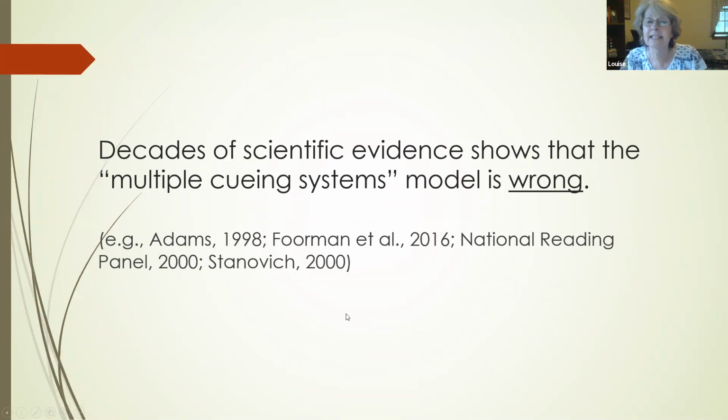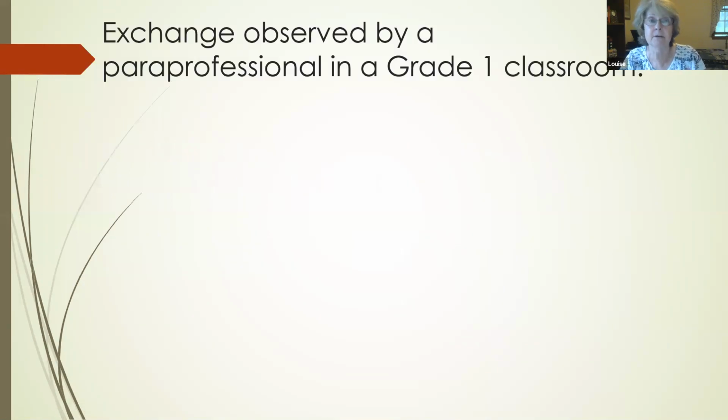So decades of scientific evidence shows that the multiple cueing systems model is wrong. I'm not exaggerating about the decades. We have known since the 1980s that it's the poor readers, not the good readers, who rely heavily on context. Poor readers or beginners. Very beginning readers can't read that many words. So yes, they rely on context. But what characterizes good readers is they rapidly develop accurate automatic decoding. And so they don't need context anymore. So teaching children to rely on context is kind of like teaching them to be poor readers when you could teach them to be good readers.